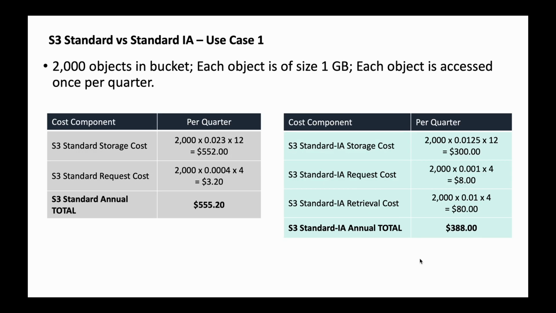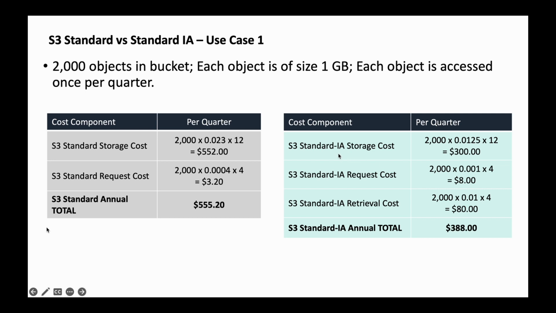So this is the first use case, 2000 objects in the bucket, each object is of 1 GB and each object is accessed once per quarter. In your case you have gone for S3 Standard and the storage cost is coming to $0.023 per GB per month for 2000 objects for 12 months. So this is the total cost. And when you request for reading the data, accessing the object, there is a charge of $0.0004 per object, and we are multiplying it with 4 because we want to find the annual cost. Per quarter you are accessing it once, so 4 times in a year. Total cost is 3.2, totally $555.